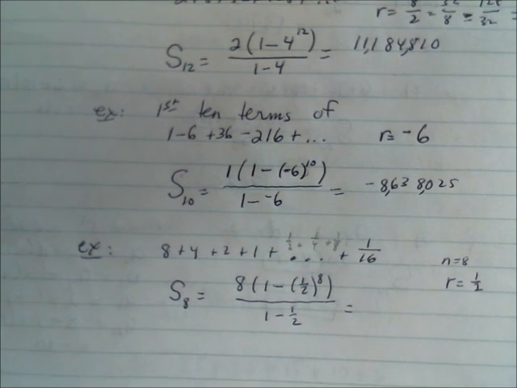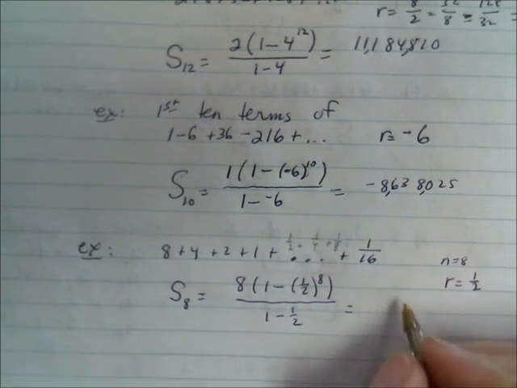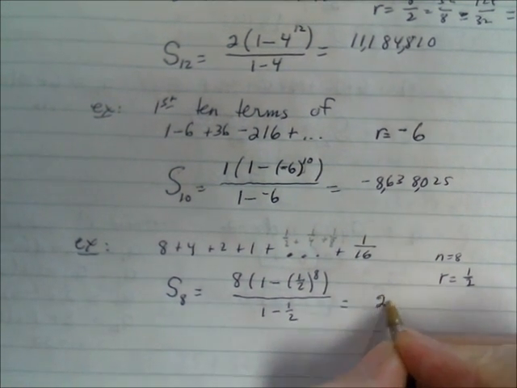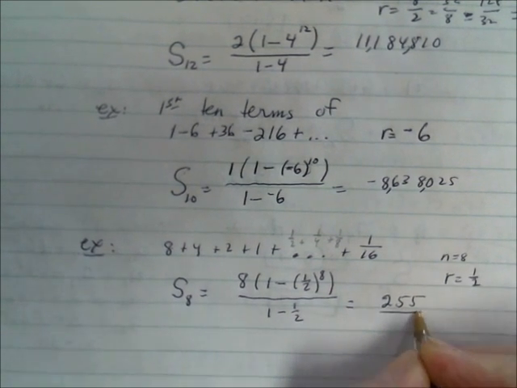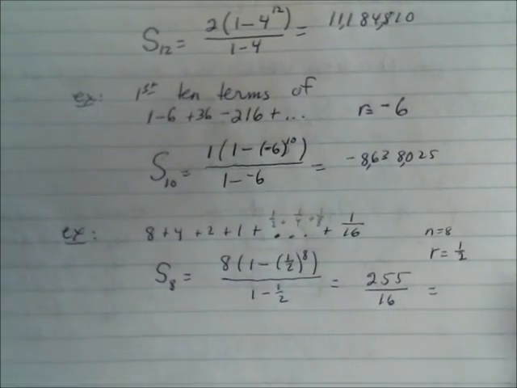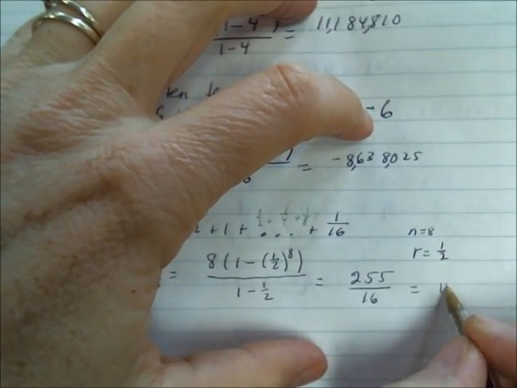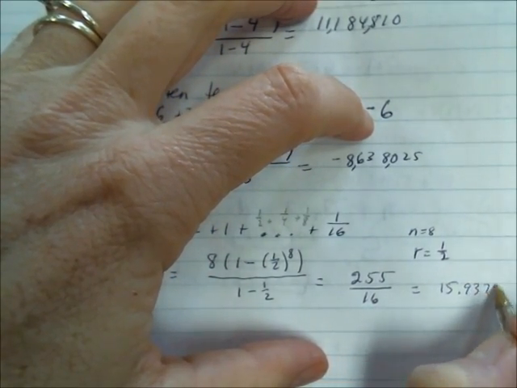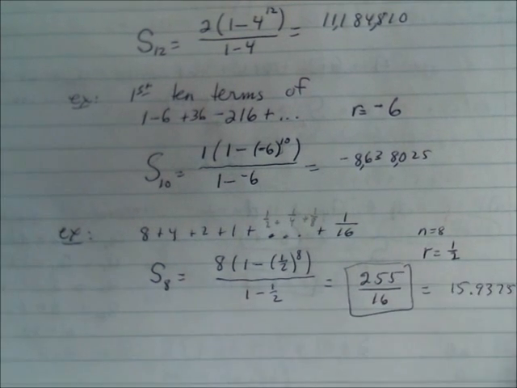Hopefully I plugged this into my calculator right, and my calculator is telling me that this answer is 255 over 16, or if you got a decimal value, you can write the decimal value as 15.9375. I like the fraction better.